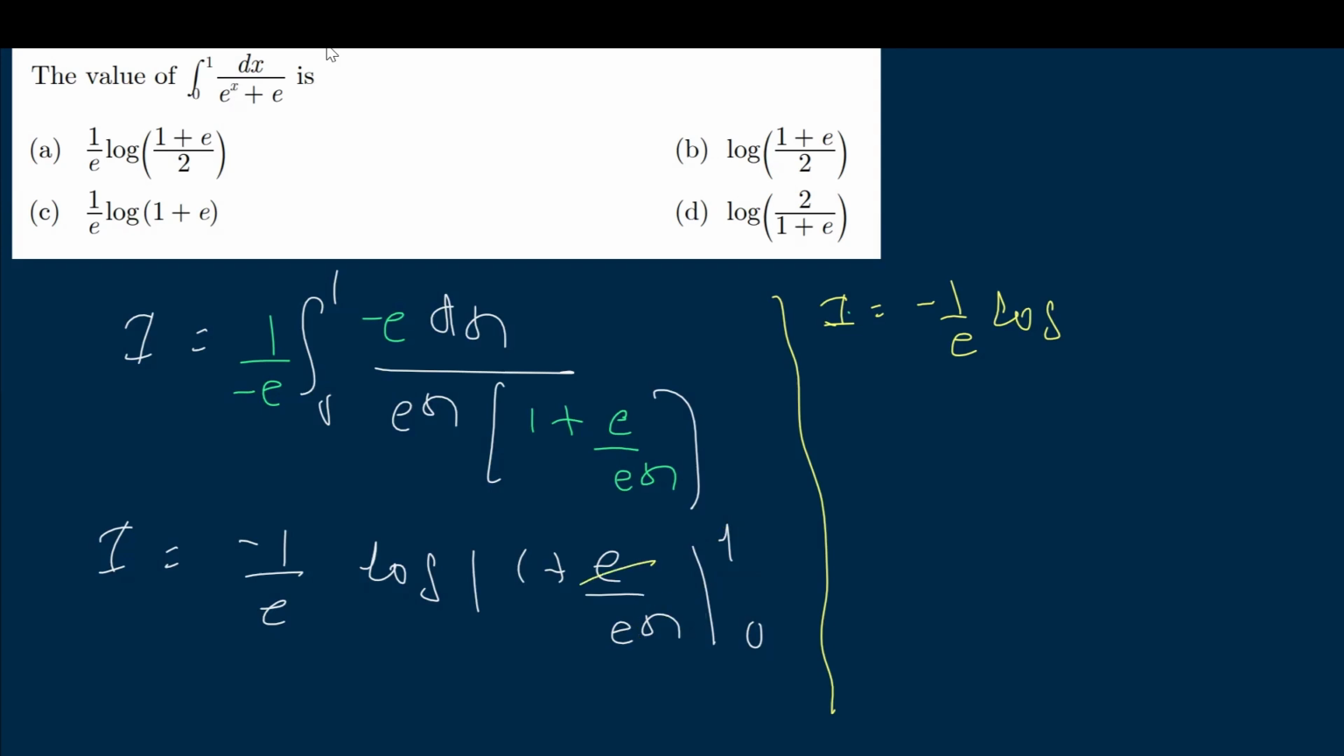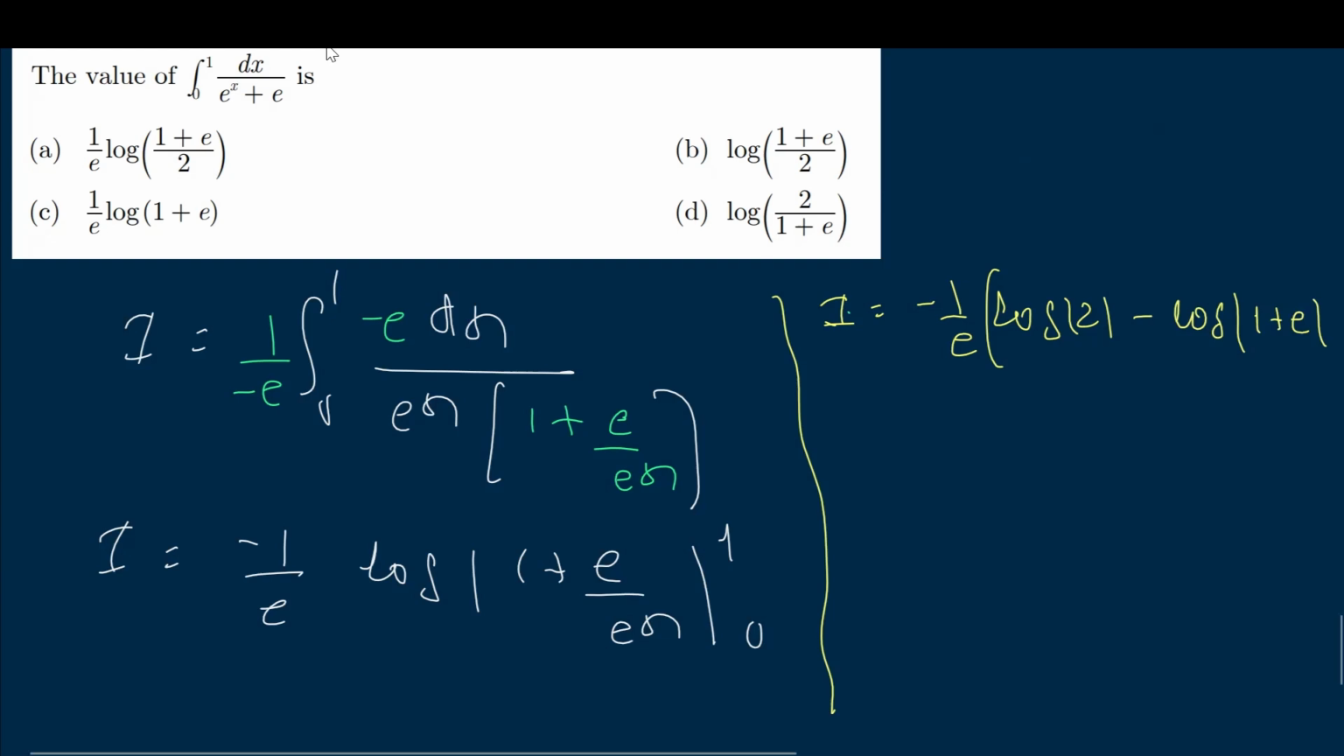This will give you 1, since e raised to the power 1 gives 1 and this is 1, that is log 2. This is log 2 minus, I'll keep the factor outside as this is independent of x. Next, I'm going to place the lower limit. E raised to the power 0 is 1. So finally we'll get minus log mod 1 plus e.